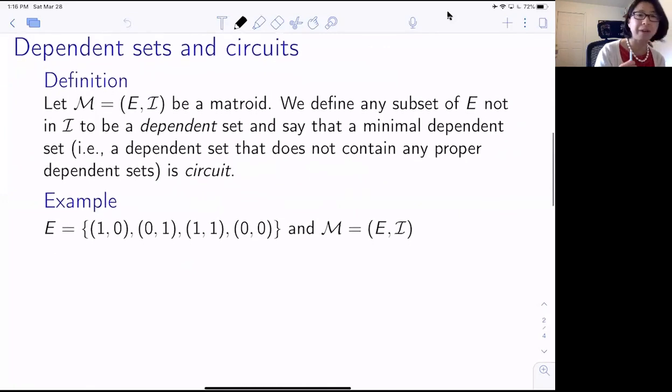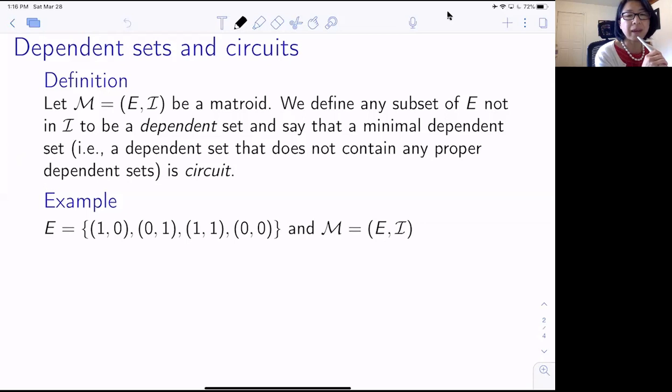I want to start by defining what a dependent set of a matroid is. So suppose we have a matroid, so we have a non-empty finite set E defined using our original definition. So a non-empty finite set E and I, which is the set of all its independent sets. We're going to define any subset of E that's not in I to be dependent and say that a minimal dependent set is a circuit. So a set is a minimally dependent set if it's not independent and it doesn't contain any proper dependent sets. So for example, let's consider this linear matroid right here.